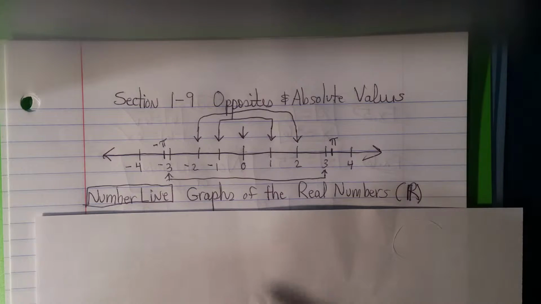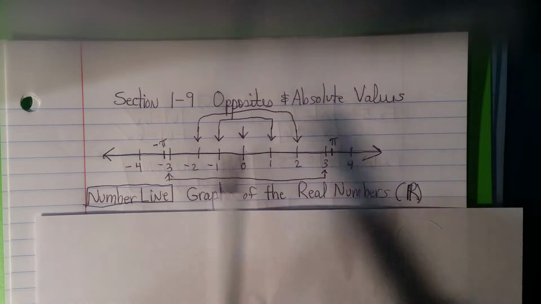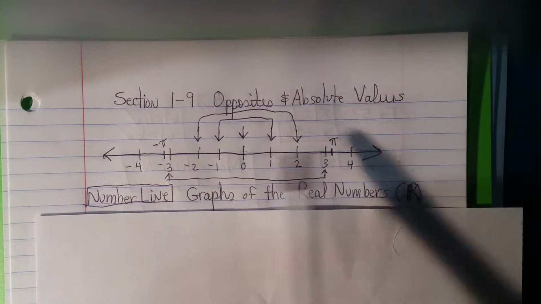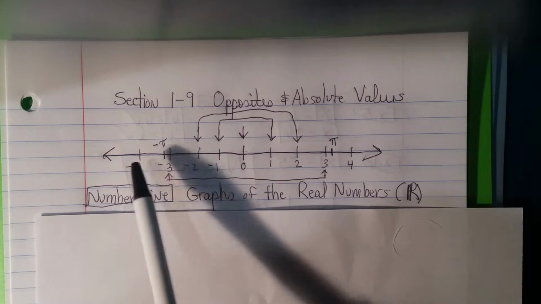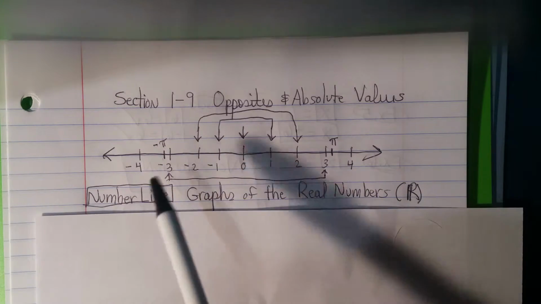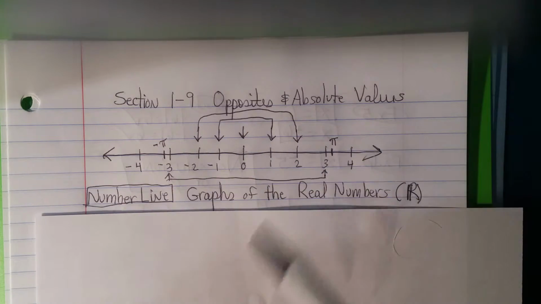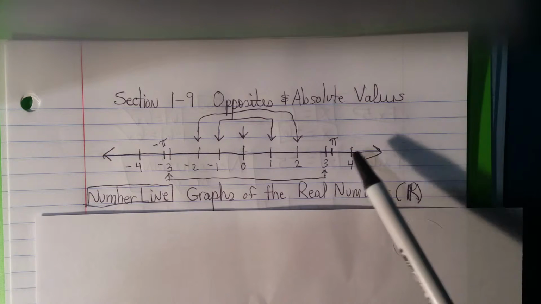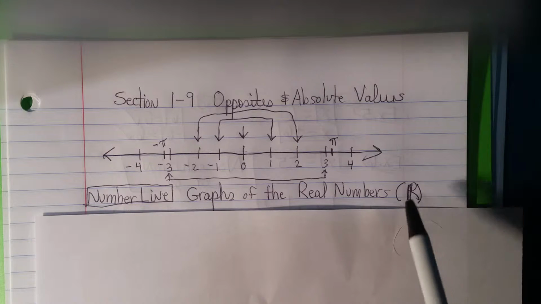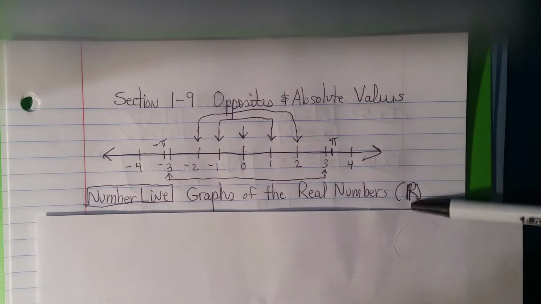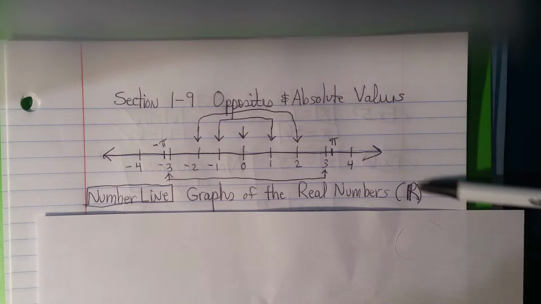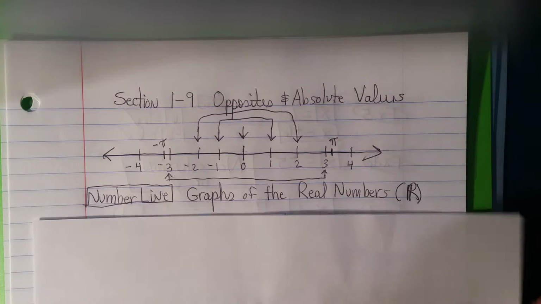So the number line is just all the real numbers graphed. So it's a whole series of points. It's not just these integers, the positive and negative integers. It's pi, it's all the rational numbers, it's all the irrational numbers. You just can't show them all or label them all on there. And the symbol here, which is a capital R with an extra little line, is the symbol for real numbers.